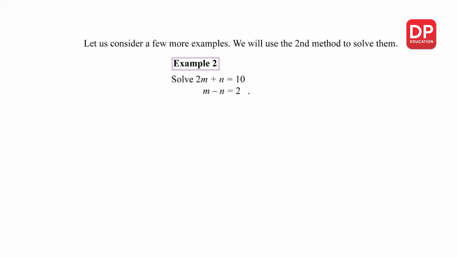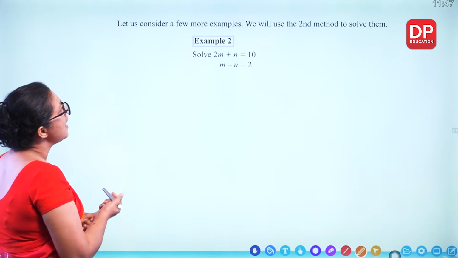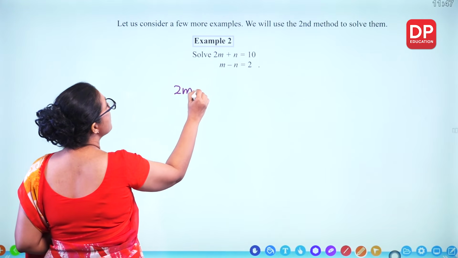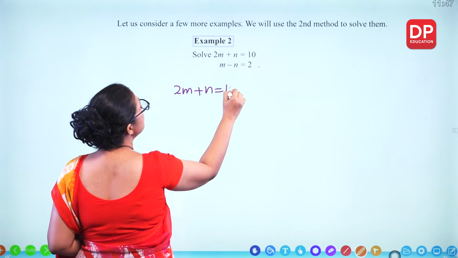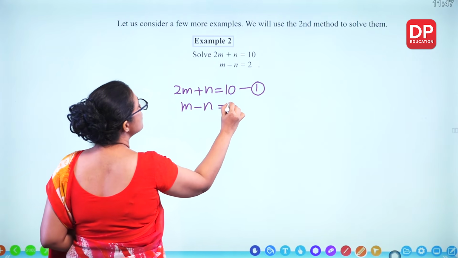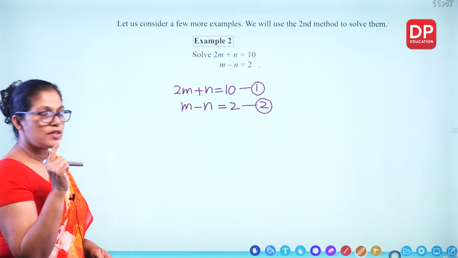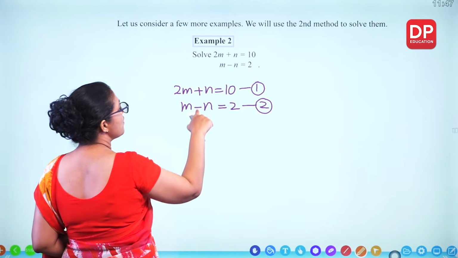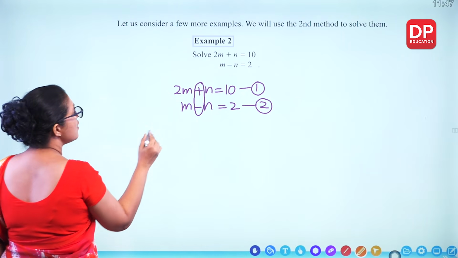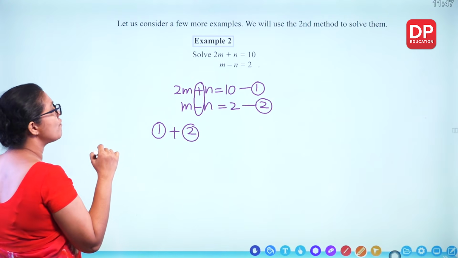We'll look at this one, example number 2. We'll use elimination method. So 2m plus n equals 10. m minus n equals 2. Which coefficients are equal? n coefficient. So plus and minus. Two different signs, you add the two equations. So 1 plus 2 to get rid of n.